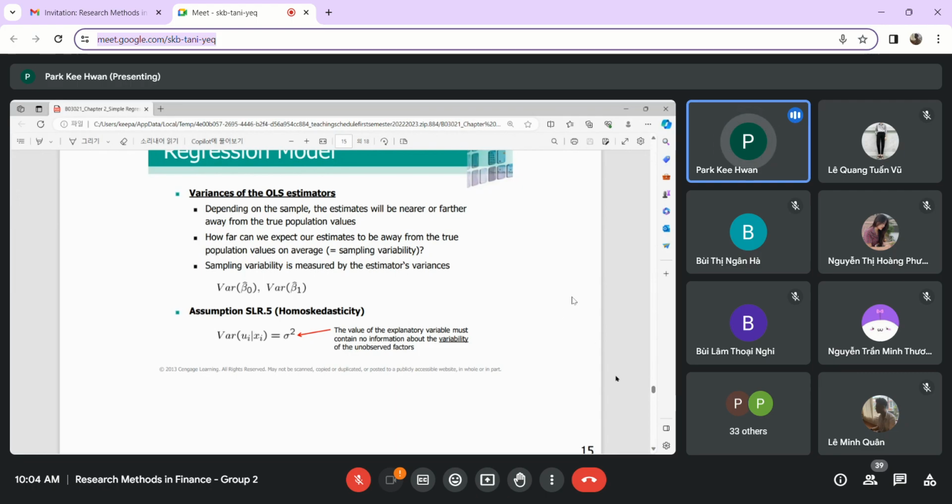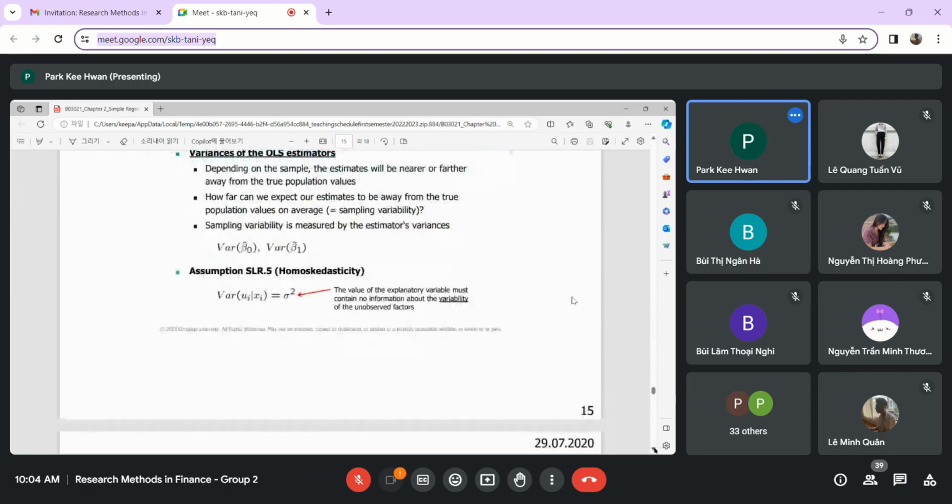So to find out the variance of the estimators beta naught hat and beta 1 hat, we will make one more assumption, assumption 5. Assumption 5 states that the error term follows homoscedasticity. It's a little bit difficult to pronounce.